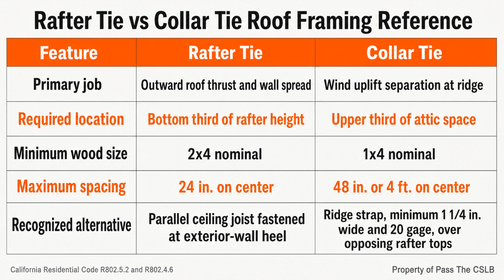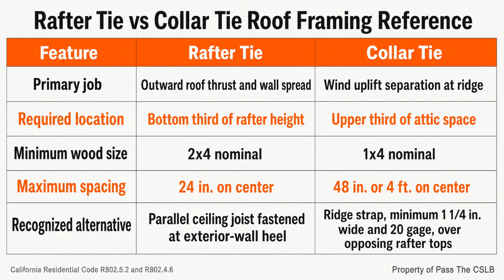When the ceiling joists run parallel to the rafters and are properly fastened to the rafters at the exterior wall, those joists can act as the required rafter ties. That is an important plan reading and field supervision point. The absence of a member labeled rafter tie does not automatically mean the roof is missing its tension system. I look at direction, continuity, location, and connection. Are the ceiling joists parallel to the rafters? Do they reach the opposing sides? Are they fastened at the heel joint where the joist or tie meets the rafter near the wall plate? The function matters more than the label.